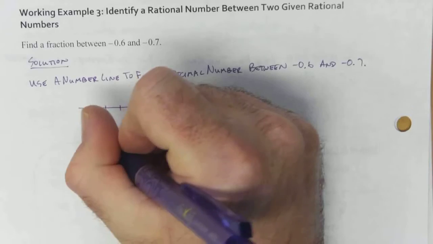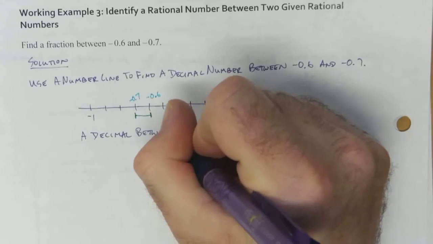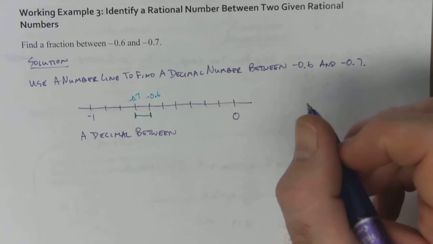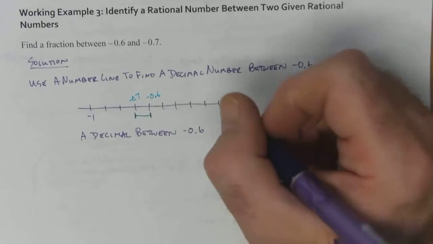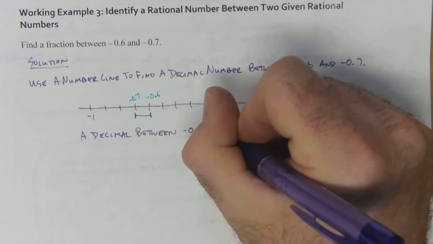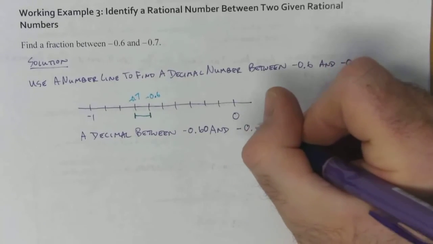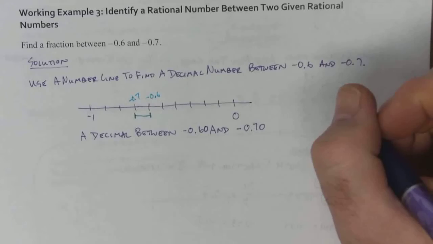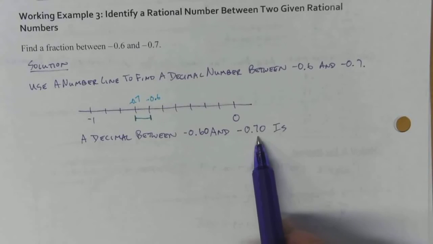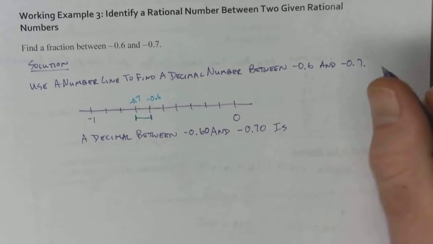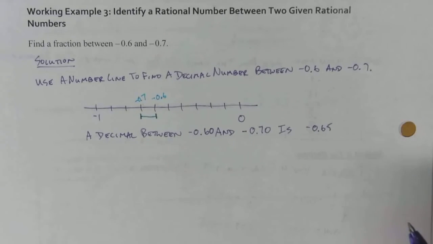So, a decimal between negative 0.6 and, you know what? I'm going to add a 0. It doesn't change the value, but it still makes it true. And negative 0.70 is, well, if you think of it as 60 and 70, any number between that, let's just go with right in the middle, could be negative 0.65. That is one example.